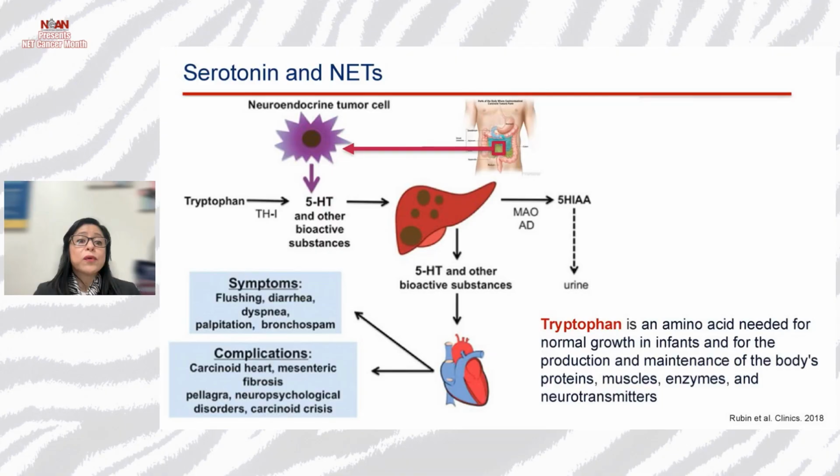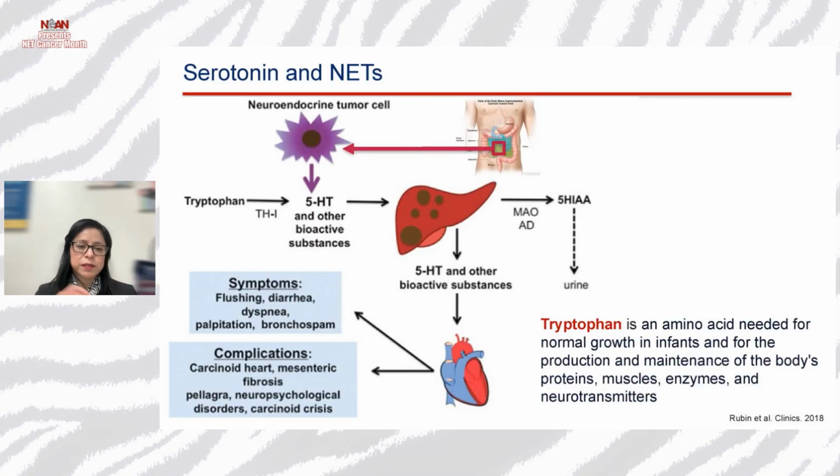This excess of hormone that is produced by the neuroendocrine tumors can produce a series of symptoms. The most common symptoms that we have seen associated with this are flushing, diarrhea, shortness of breath, as well as palpitations and some wheezing. But this excess of hormones can also cause some long-term complications. We're going to discuss more details, but the complications that we have seen related to excess serotonin are, for example, carcinoid heart disease. We're going to talk a little bit about that.